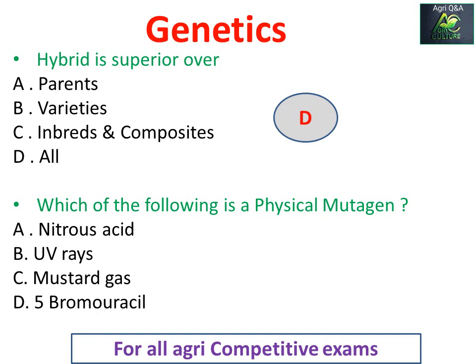Which of the following is a physical mutagen? Nitrous acid, UV rays, mustard gas, 5-bromouracil. And the answer is UV rays. Remaining are chemical mutagens.